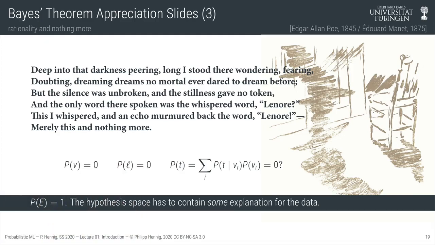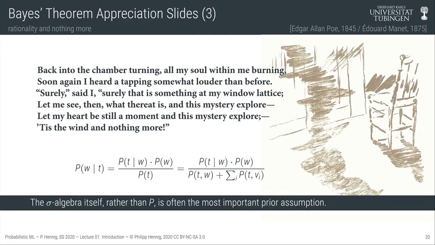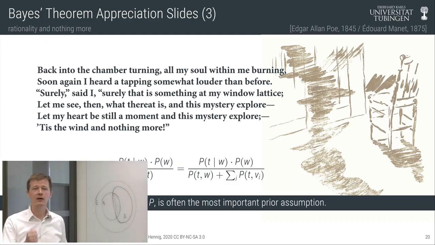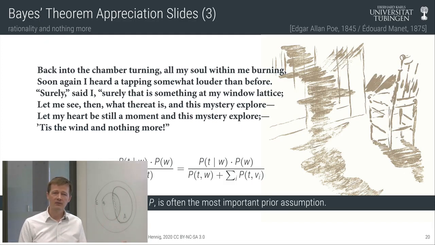So maybe you begin to think for yourself, turning back into the chamber, that now you actually hear another tapping maybe. Surely this is something at my window lattice. Let me see then what thereat is and this mystery explore. Maybe you've come up with another explanation of what could be the source of this sound. 'Tis the wind and nothing more. So now you've added one more possible hypothesis. And because we've done that at a later point, of course our previous reasoning had to be flawed because this hypothesis was never part of our reasoning process to begin with.